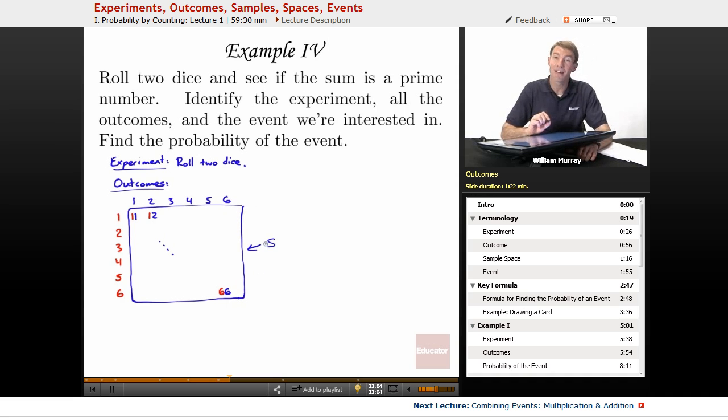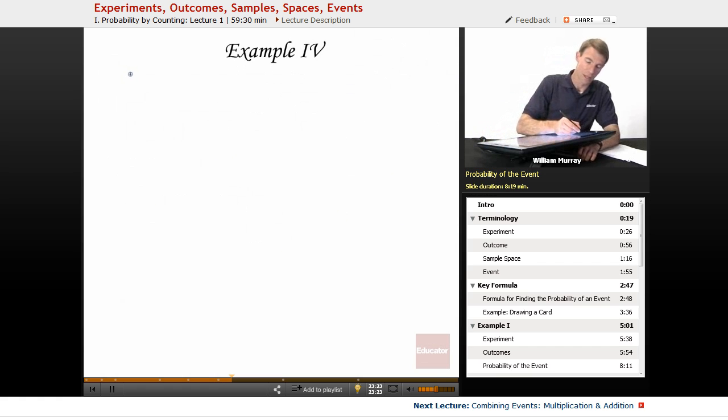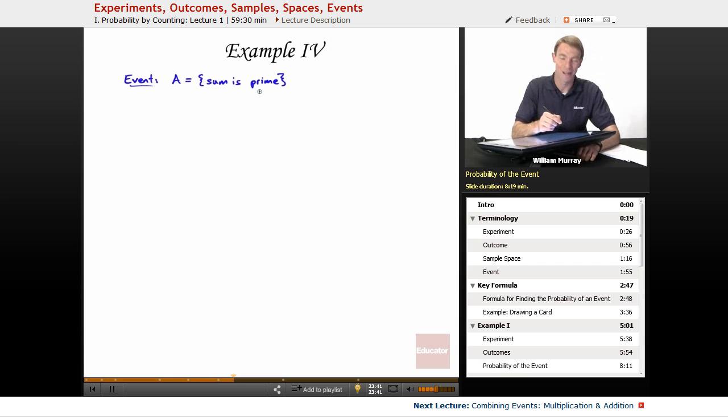And we want to identify the event here. The event here is that the sum showing on the 2 dice is a prime number. So let's figure out which of those combinations could give us a prime number. I'm going to go to a new screen for this because it takes a little bit of calculation. So the event here is, I'm going to call it A, the set of combinations for which the sum is a prime number. The sum is prime.